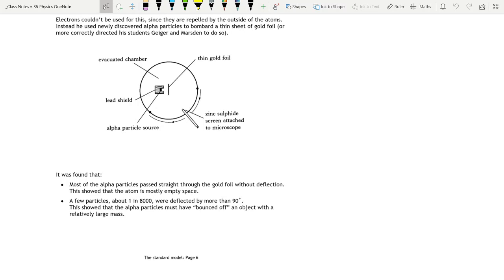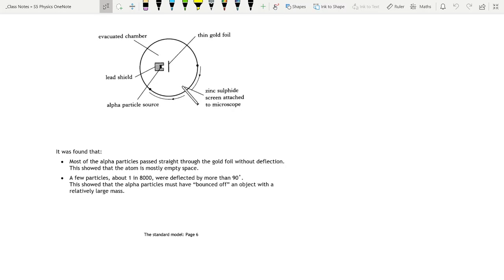And a few particles, about 1 in 8,000, were deflected by more than 90 degrees. Some came straight back. That showed that the alpha particles must have bounced off an object with a relatively large mass, but quite small as well, because only 1 in 8,000 bounced back. So that's when they realised they must have been bouncing back off a positively charged thing in the centre of the atom, which we now know as the nucleus because it's got protons and neutrons in it. Neutrons are neutral, so with the protons, it must be overall positive.